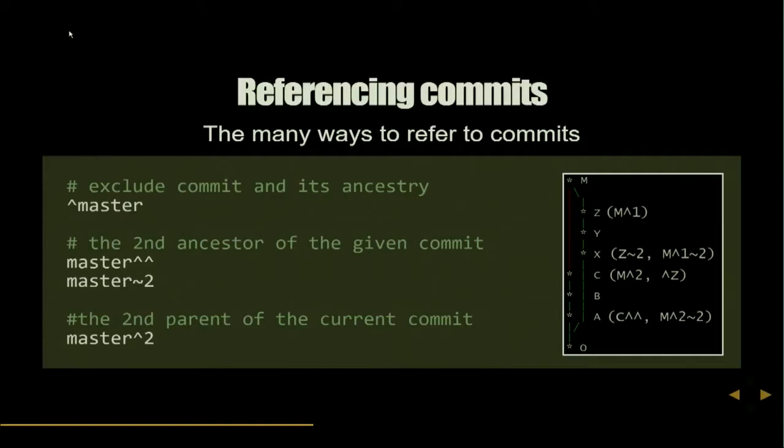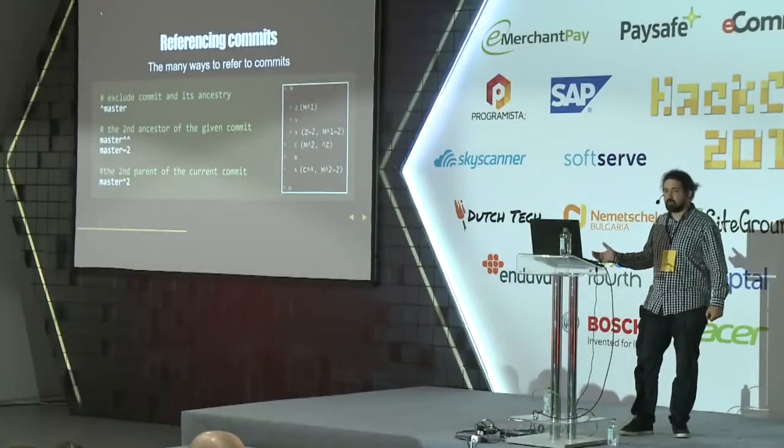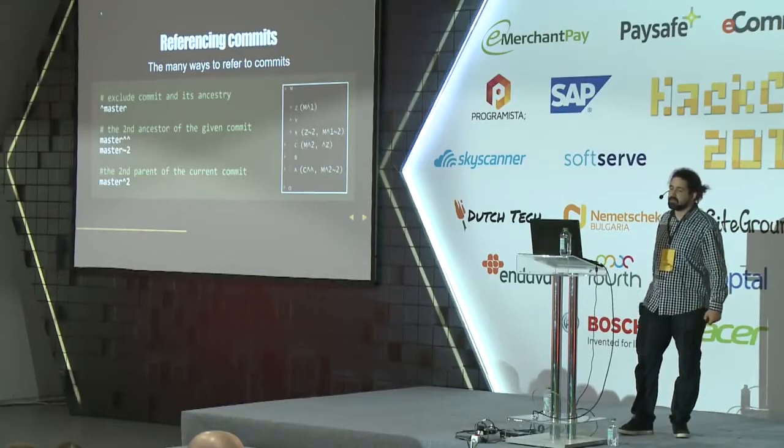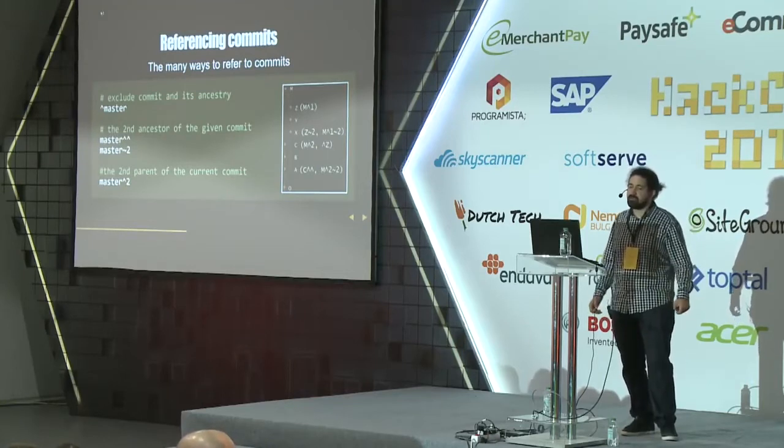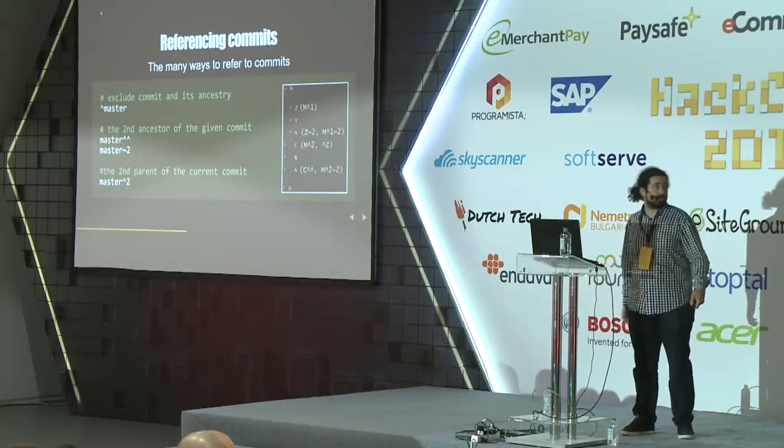And if you want to get the grandparent, let's say, you either put a double caret in there, or you use tilde with the number indicating the ancestry. But if you put a caret and a number, you would not get the ancestor, you would get the second parent. So I've put a little picture there.